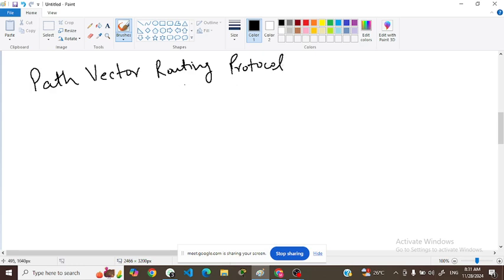Which protocol is called the path vector routing protocol? IS-IS or OSPF? Or BGP or EIGRP? Just 10 minutes before, I told you guys. BGP. BGP, exactly. So what is the meaning of path vector routing protocol?